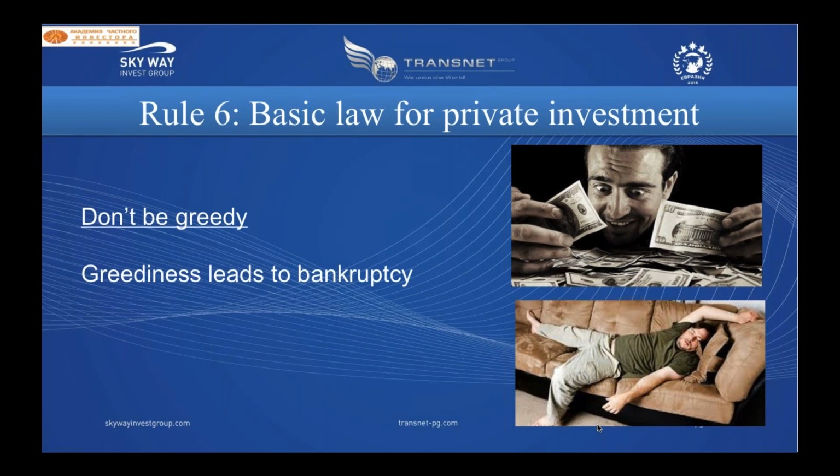Just make sure that you understand the amount of money you can afford to lose when it comes to investment. What is the amount of money which you can invest and forget about, without stressing yourself on a daily basis about what will happen with this money? So don't be greedy. Make the right choices.